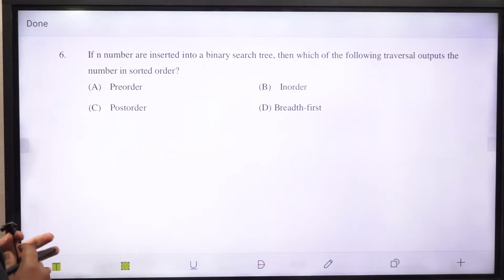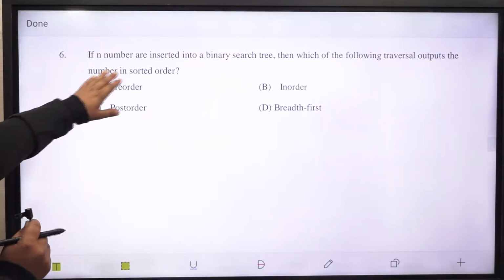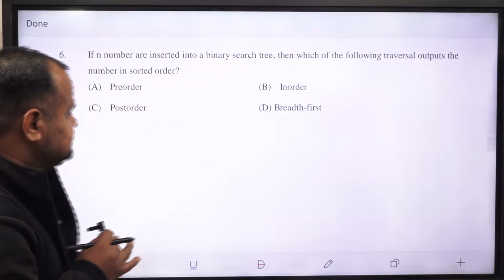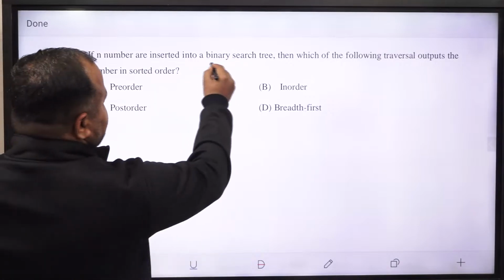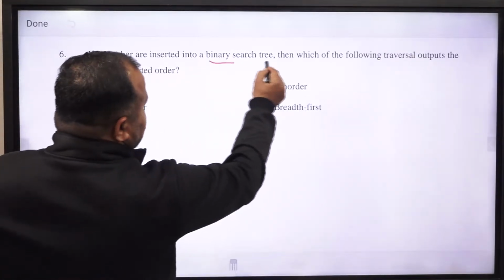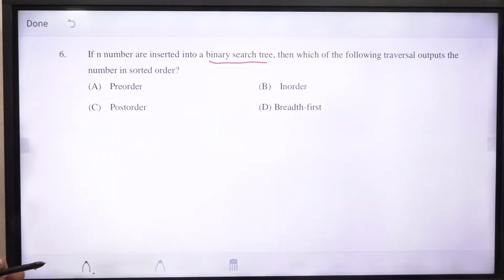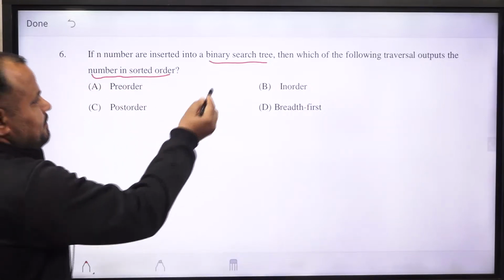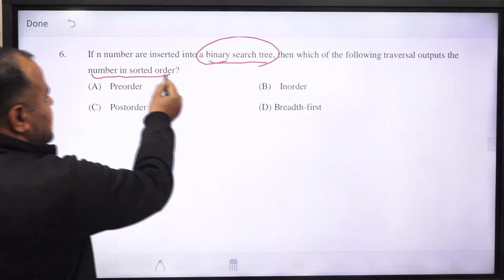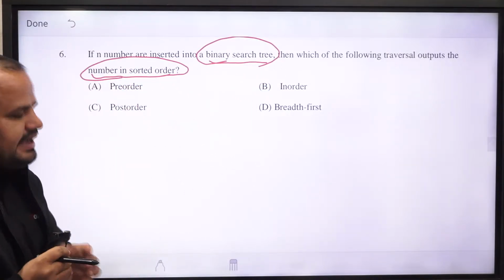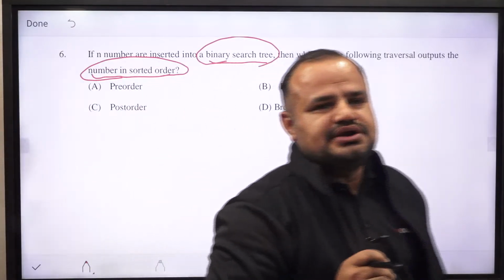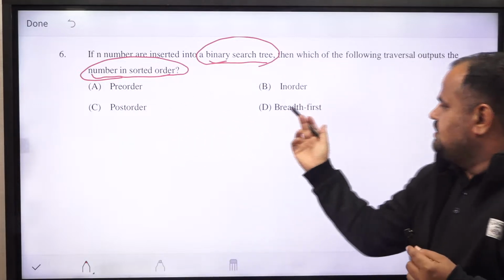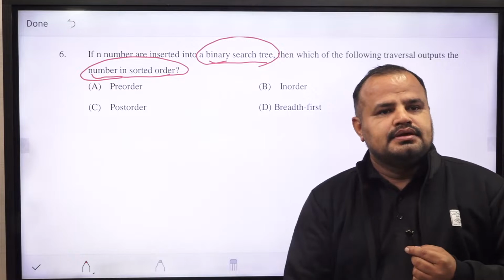So next, my dear students, the given problem is: if n numbers or n elements are inserted into a binary search tree, keep in mind the question is related to a binary search tree always, then which of the following traversals outputs the numbers in sorted order? Please keep in mind these two terms are very important. The first one is binary search tree and the next one is sorted order. Now tell me, what is the right answer? Pre-order, in-order, post-order or BFS?